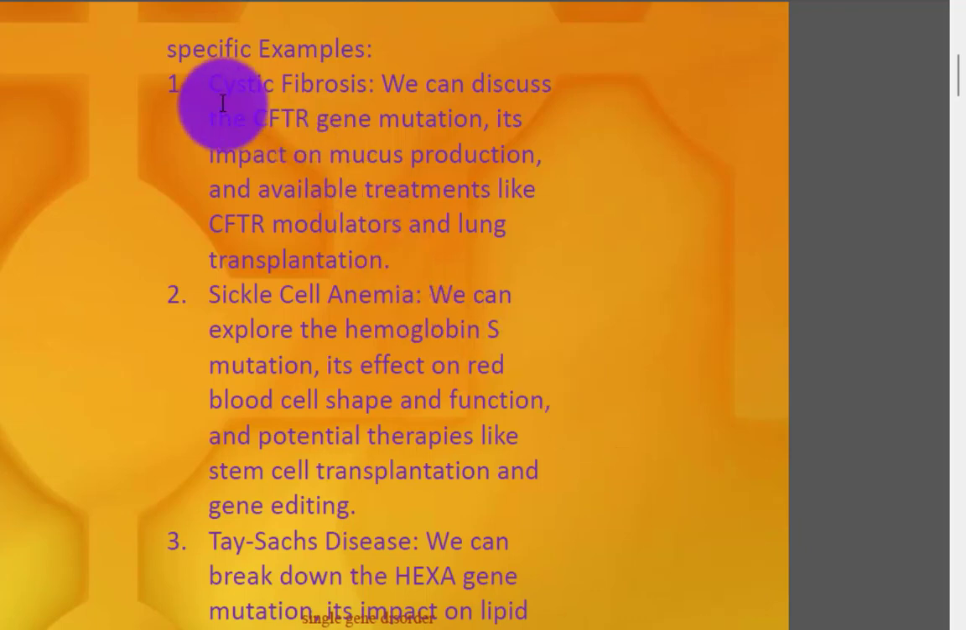We can discuss the cystic fibrosis gene mutation, its impact on mucus production, and available treatments like cystic fibrosis modulators and lung transplantation. Sickle cell anemia, we can explore the hemoglobin S mutation, its effect on red blood cell shape and function, and the potential therapies like stem cell transplantation and gene editing. Tay-Sachs disease, we can break down the HEXA gene mutation and its impact on lipid metabolism.